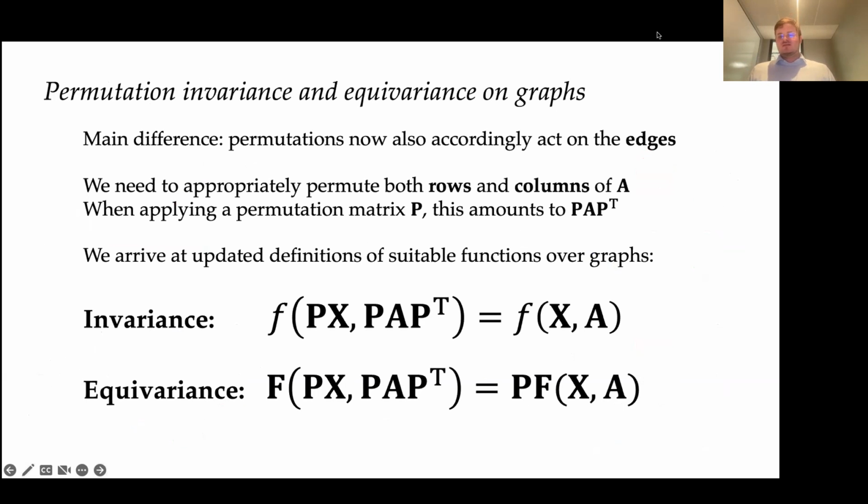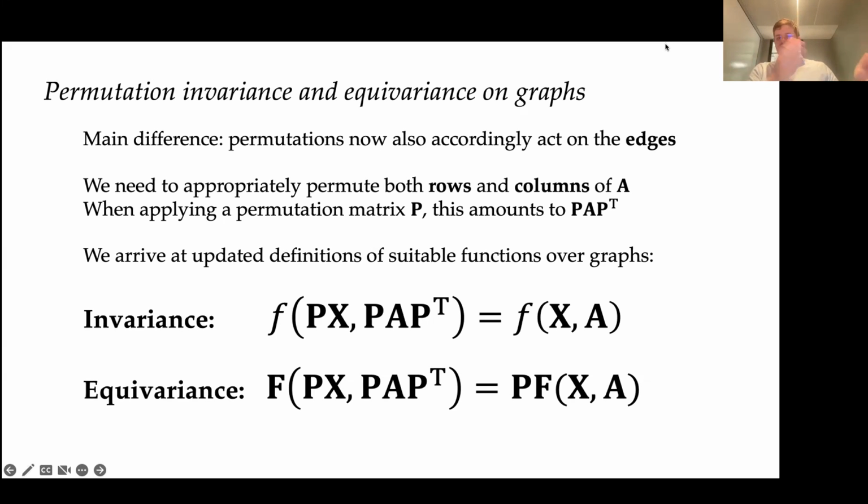So we can basically take the rules for permutation invariance and equivariance over sets and modify them to get the same rules over graphs. The only difference is that our functions f now need to take into account both the node features X and the adjacency matrix A. And whenever we apply a permutation matrix P to X, we need to also accordingly apply it to A. Since we said A is a matrix of nodes by nodes, we need to permute its rows and its columns. So that gives you this PAP transposed. And otherwise, it's exactly the same.